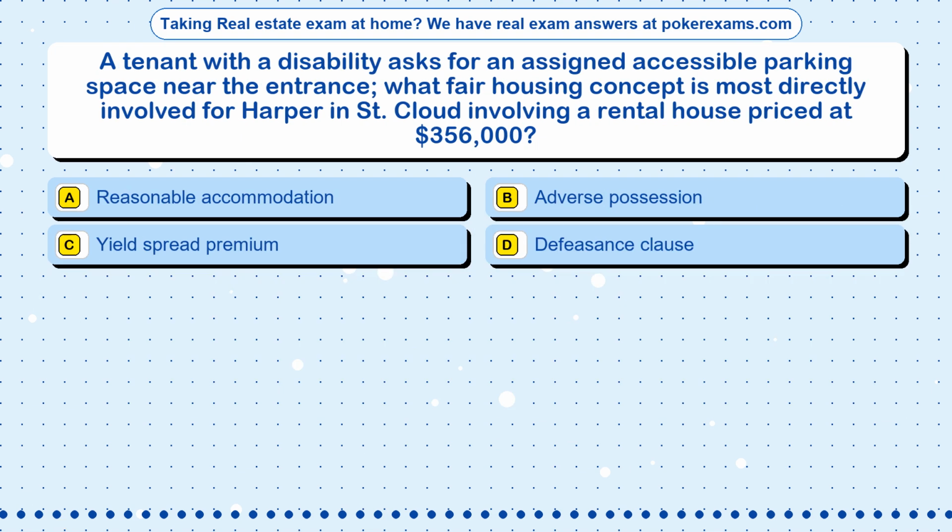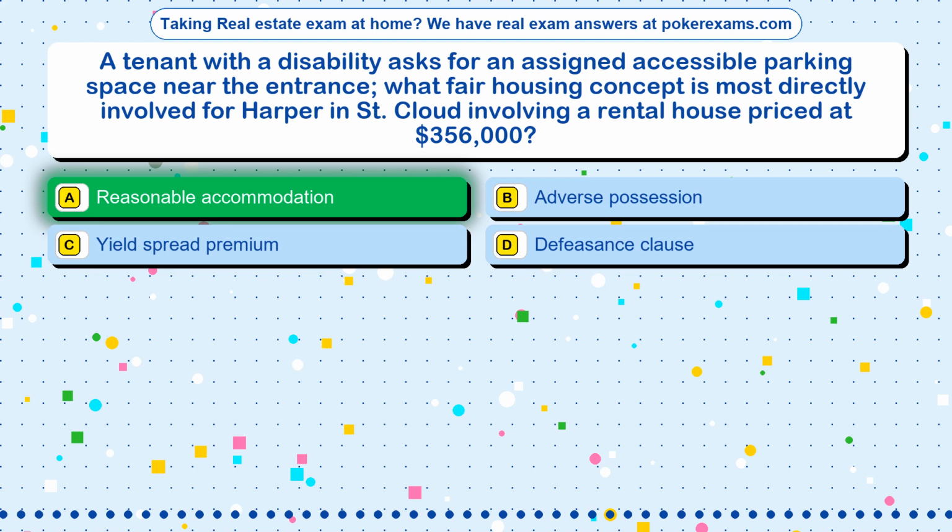Question 21. A tenant with a disability asks for an assigned accessible parking space near the entrance. What fair housing concept is most directly involved for Harper and St. Cloud involving a rental house priced at $356,000? Option A. Reasonable accommodation. Option B. Adverse possession. Option C. Yield spread premium. Option D. Defeasance clause.